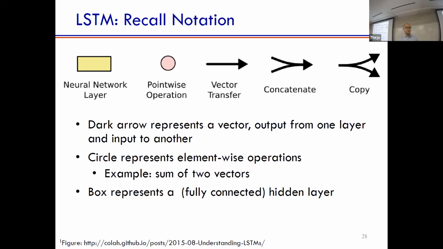One extra notation. Same as before, yellow blocks are neural network layers. The extra notation is a point-wise operation, like element-wise multiplication. We're going to represent it using a pink circle. That's the only new notation. The other ones are just a vector, a concatenation or copy, and so on.